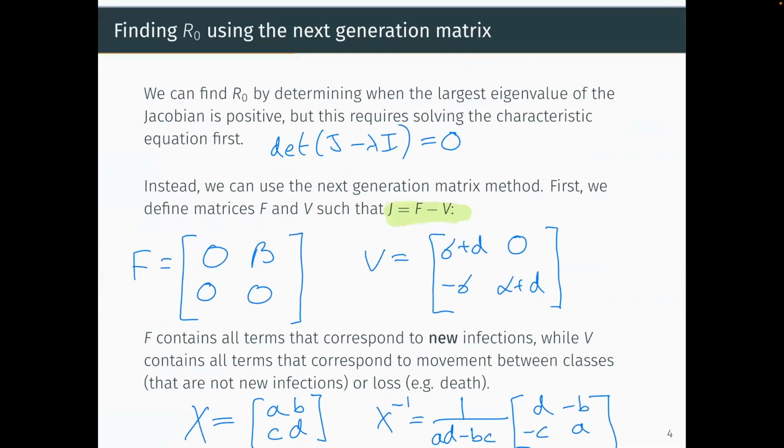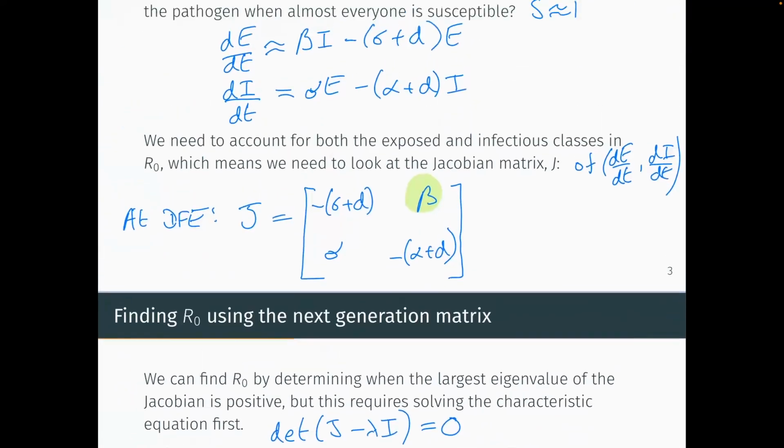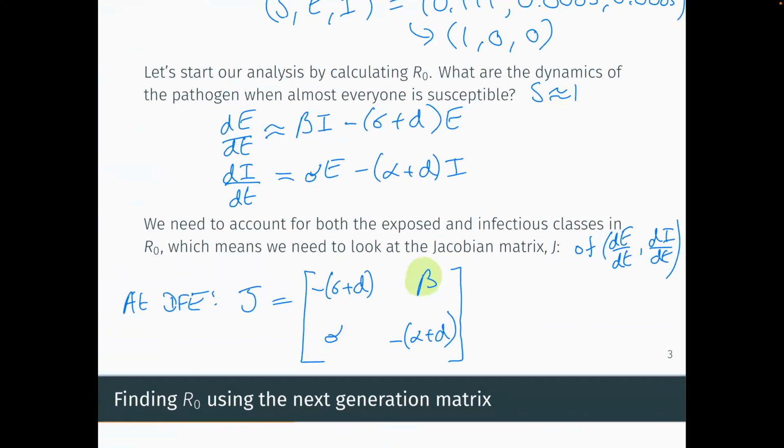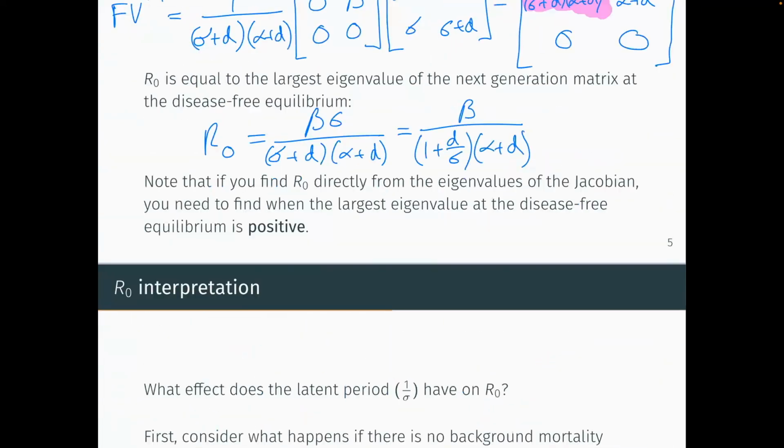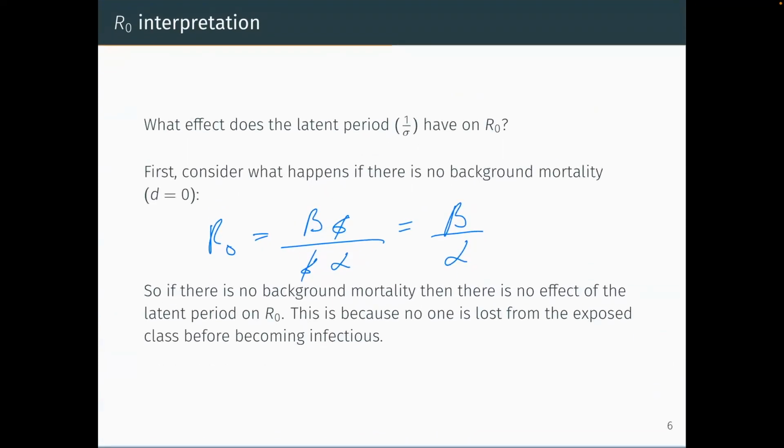Okay, so the reason I've gone through this example is just to help illustrate why we might want to use the next generation matrix, how it relates to stability analysis in general for disease-free equilibrium, and then thinking a bit about interpreting R naught. R naught is just a function of various parameters or variables if we're thinking about them varying.